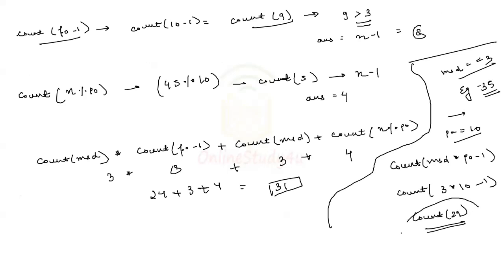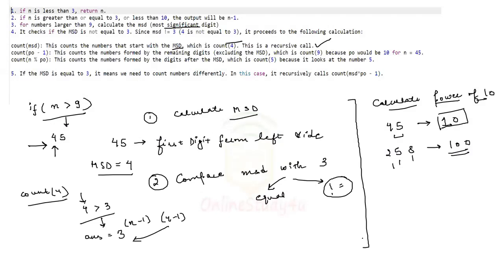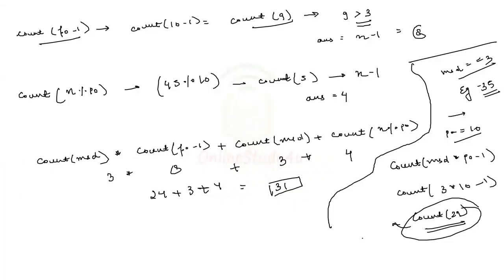And for 29, again, it will check for the recursive leap. Correct? Now it's count of 29. Again, MSD will be calculated. Now MSD is 2. Now this formula will be applicable because now your MSD is not equal to 3. Then you will come to this step.